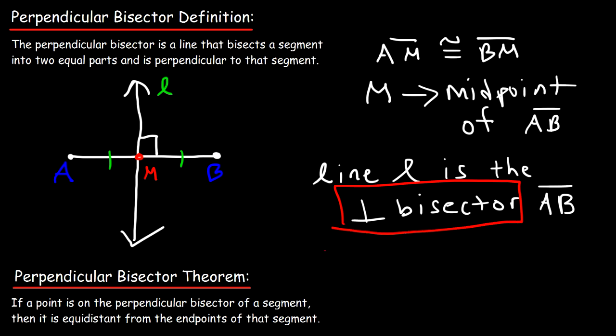Now what about the perpendicular bisector theorem? It states that if a point is on the perpendicular bisector of a segment, so that would be point P, then it is equidistant from the endpoints of that segment. The endpoints of the segment are A and B. So therefore, PA is congruent to PB.